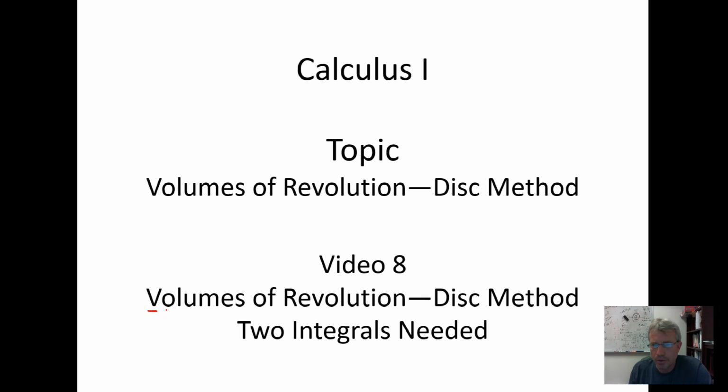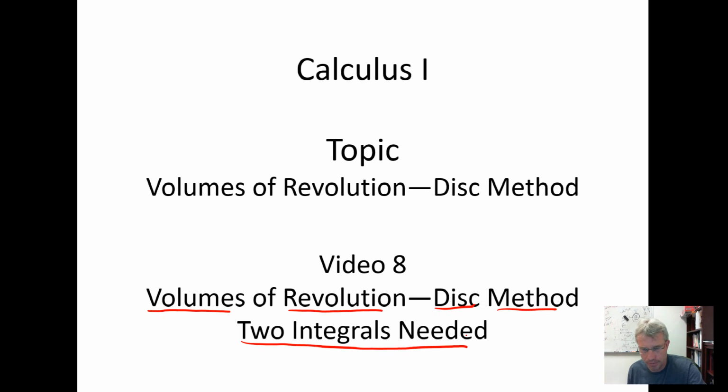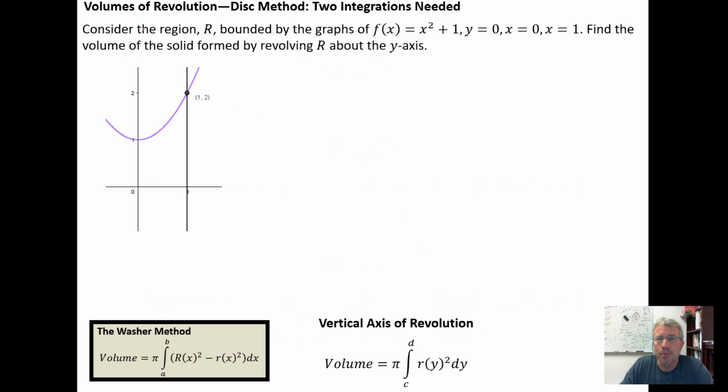So in this video, we're going to look at calculating the volume of revolution using the disk method when two integrals are needed. So in this example, it says consider the region R bounded by the graphs of f of x equals x squared plus 1, y equals 0, x equals 0, and x equals 1. Find the volume of the solid formed by revolving the region R about the y-axis, so a y-axis revolution.